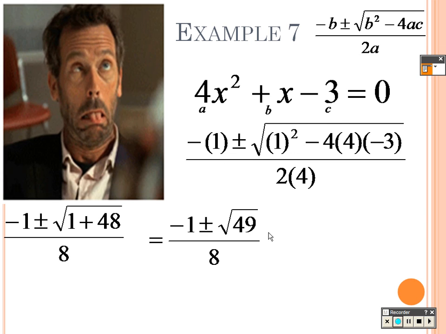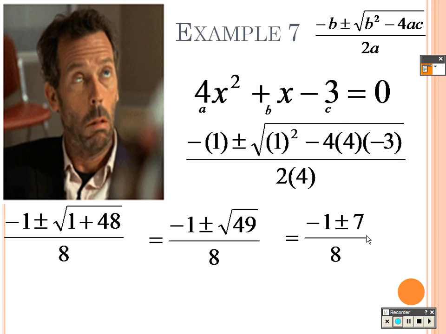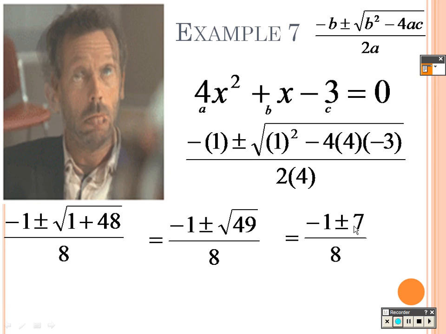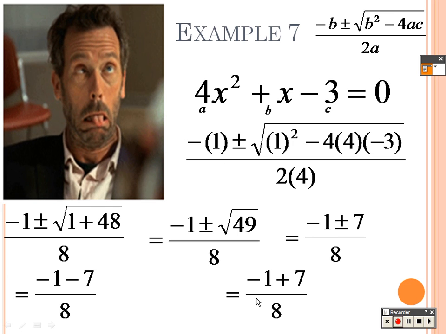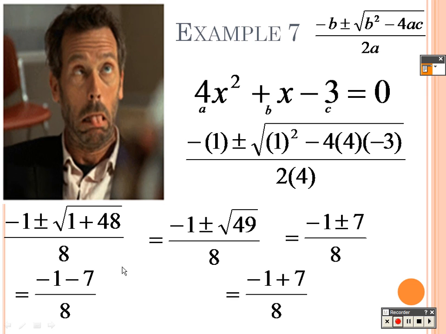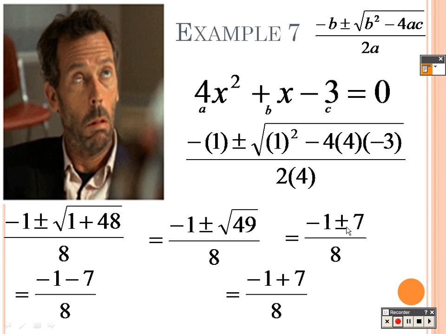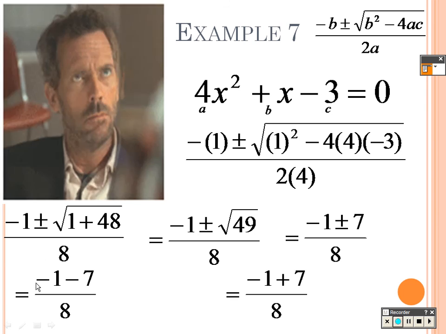So when you square root that 49, it's actually 7. So negative 1 plus or minus 7 over 8. So negative 1 plus 7 and negative 1 minus 7. Right? That's what that plus or minus means for those of you that don't. That means you split it into 2, right? Plus or minus is now it's minus and now it's plus.